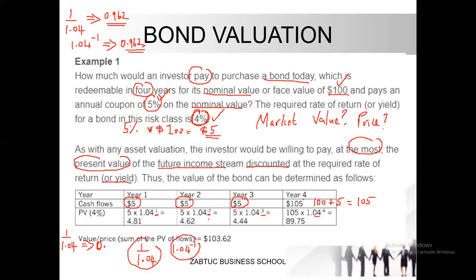What for the following year? Again, 1.04 to the power minus 2, and you go on that way. So when you discount this, we're finding that the market value of this bond is, sorry, not 89.75. Let me just take out the rest here.